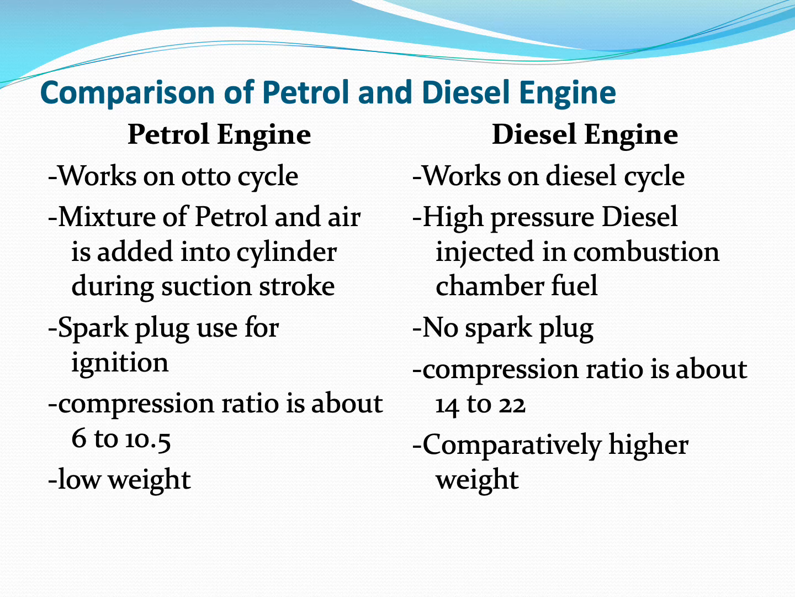Spark plug is used for the ignition of a charge. In diesel engine, there is no spark plug. The ignition is produced due to the high pressure of the charge. Compression ratio in petrol engine is about 6 to 10.5. Compression ratio in diesel engine is about 14 to 22.